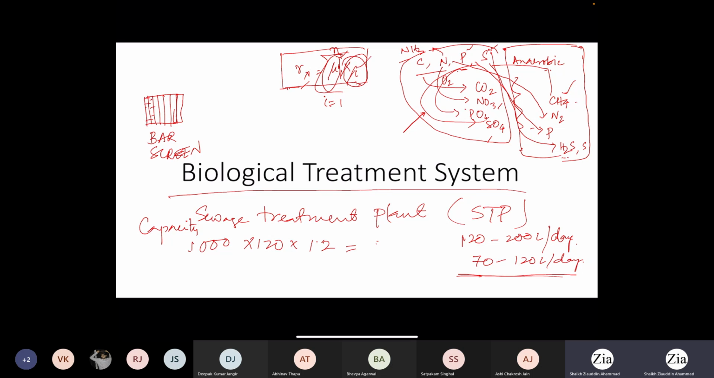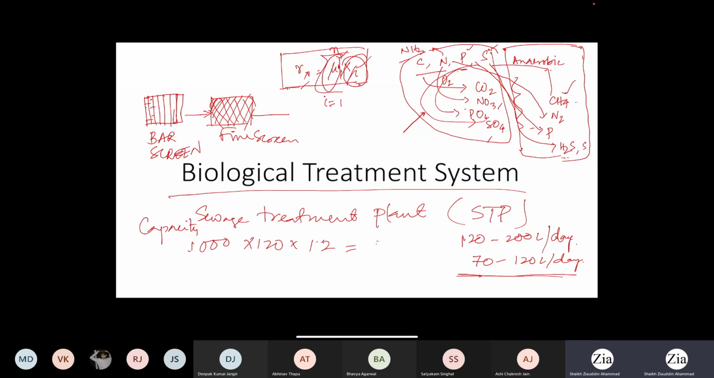So after this bar screen, you will have a fine screen. Whatever finer particles are there, they will get arrested here. And in fine screen, the pore size, so the screen size would be in millimeter, 1 millimeter or less than 1 millimeter size. Now, the particles which are bigger than 1 millimeter, they will get arrested and they will get separated.